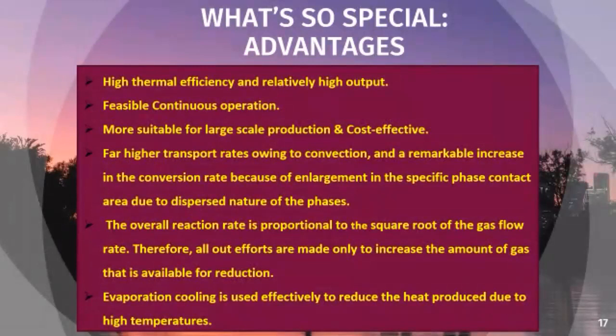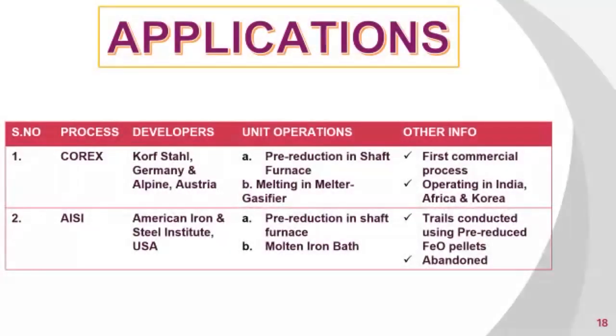Thank you, Mohit. Moving ahead with the most important aspect, that is the advantages of the entire process of reduction smelting. Firstly, this process in comparison with most other processes has high thermal efficiency and consequently higher output due to the high transport rate owing to convection. It is feasible for continuous operation, suitable for large scale operations in an economical way. Moreover, the reaction rate here is directly proportional to the square root of gas flow, and therefore the availability of gas for reduction increases. And finally, the evaporation cooling enables us to reduce the heat produced at high temperatures. Next slide, please.